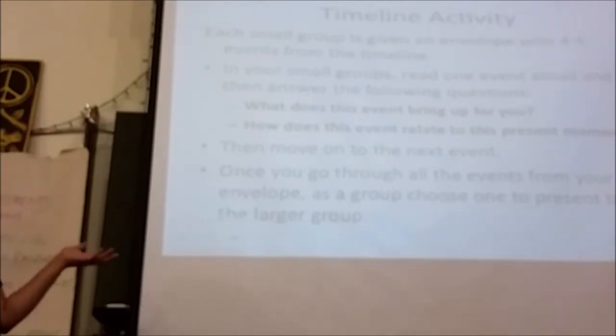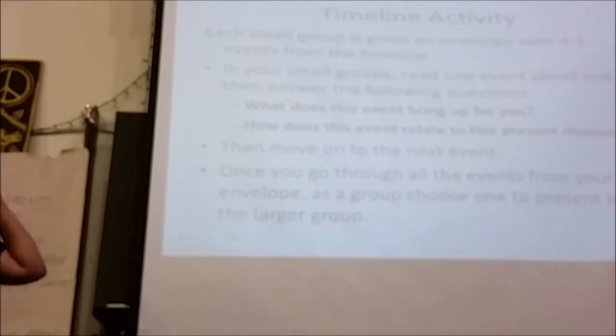Anything else? Did I miss anything else? One thing is the timeline are things that specifically relate to institutionalized racism and systemic racism and criminalization of black people in this country. So it's not all inclusive, we're just including some important things. And then the 2 questions you're answering in your group for each event that you read are listed there just in case you need to reference it. What does this event bring up for you? Just responses, and then how does it relate to where we are today?